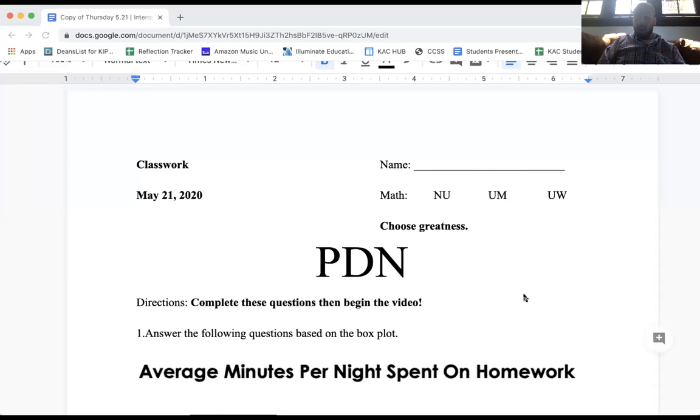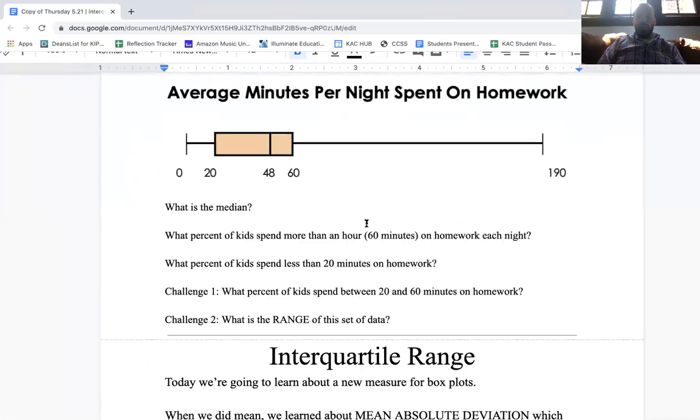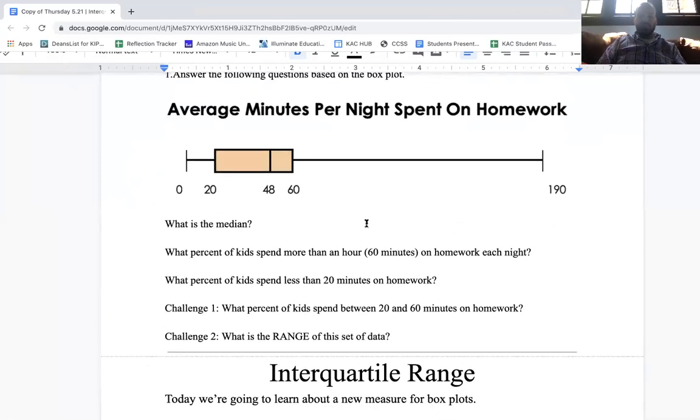Welcome back. Happy Thursday. We are going to learn a new measurement today. It's not very difficult. The new measurement is called interquartile range. Go ahead and complete your PDN. Come back and we'll check your answers when you're done.